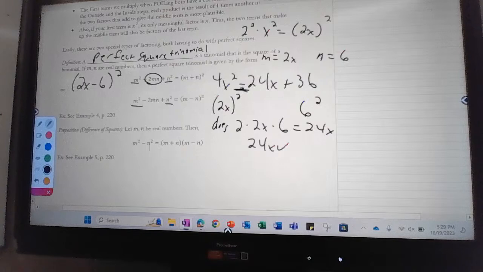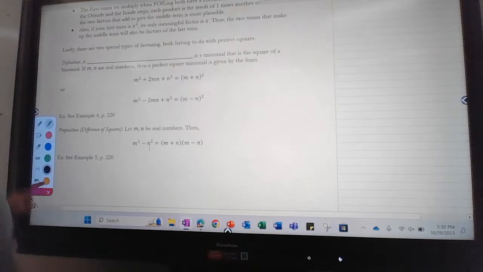Now, I could have also factored out a 4 first and then done the same thing, but I just really wanted you guys to know the basics of how to factor perfect square trinomials. But then we also have, now let's say my first term and my last term are perfect squares, but I don't have a middle term. Well, I can still factor. And that's what's called the difference of squares.